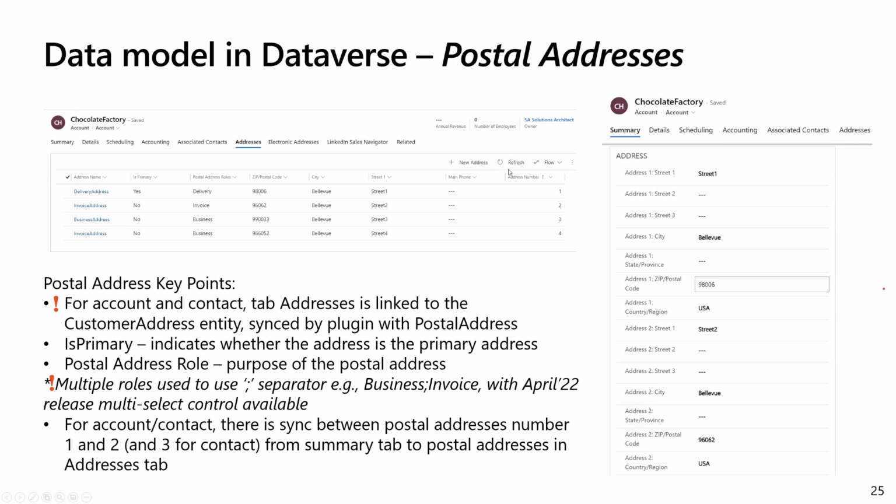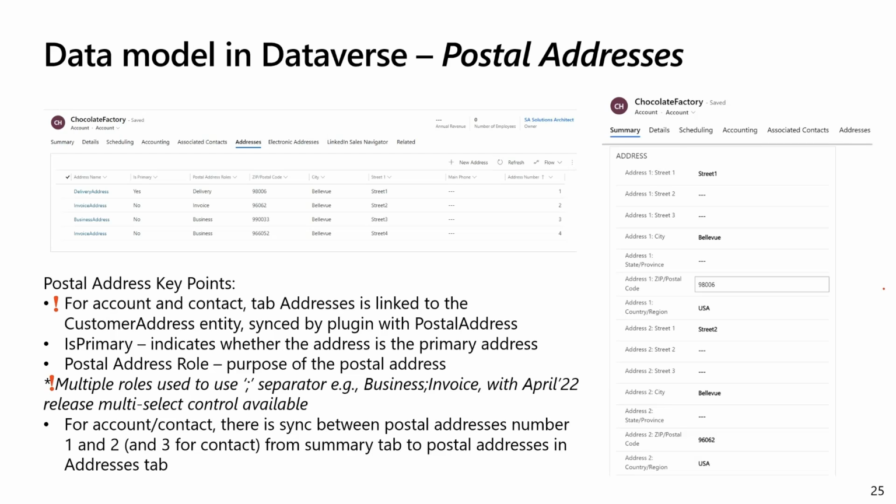In order to manage postal addresses, a new addresses tab has been introduced on the account, contact, and vendor pages. With this tab, we are able to manage and create multiple postal addresses by using a dedicated grid. The grid includes columns such as postal address roles, its primary, or address number. With the postal address roles, we are capturing the purpose of that particular postal address record. Before the April 2022 release, the role was a free text field, and the multiple roles had to be captured using the semicolon separator. This has now changed, and now the role on postal and electronic address is a multi-select control.